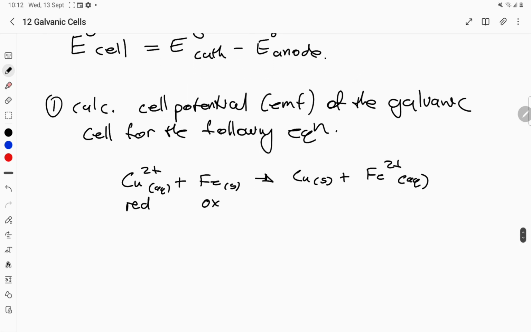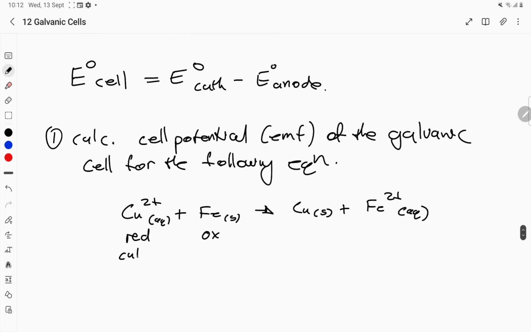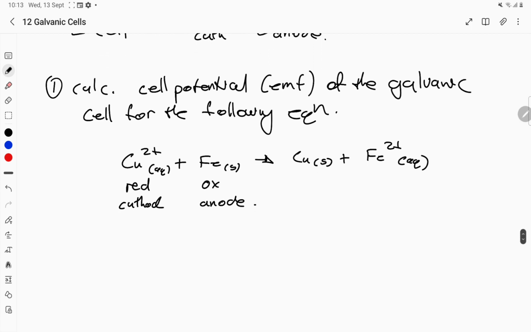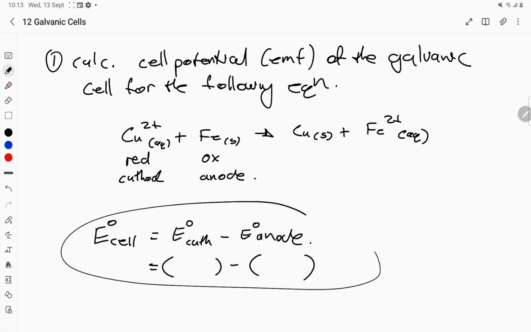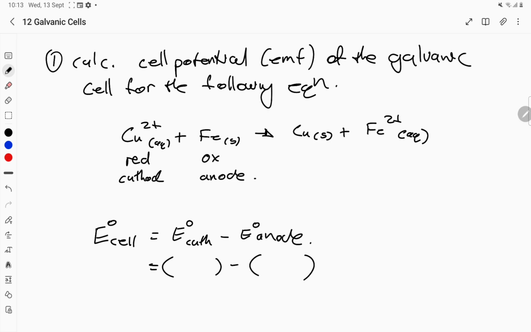So remember, red cat, so cathode, and ox an, so anode. Easier. So let's use that equation then. We have E0 cell. You take a nice look at your table. Now, don't worry if it's going to the left or right, if it's being reduced or oxidized. We just look for where the Cu2+/Cu combination is, and we put that value in for the cathode. I'll quickly take a picture and show you.